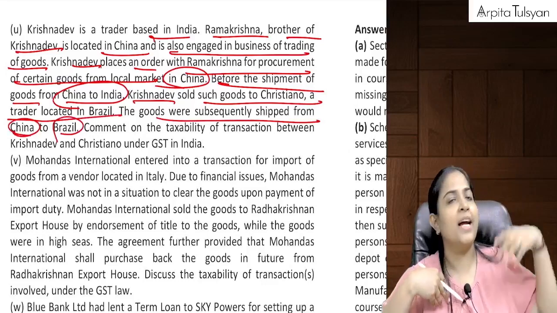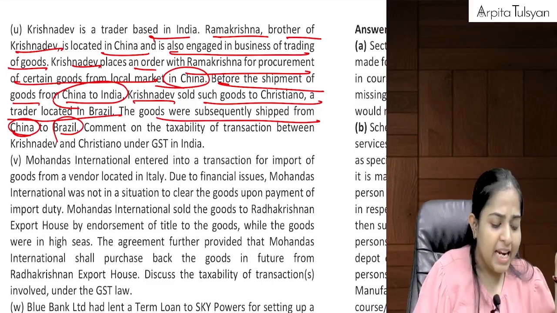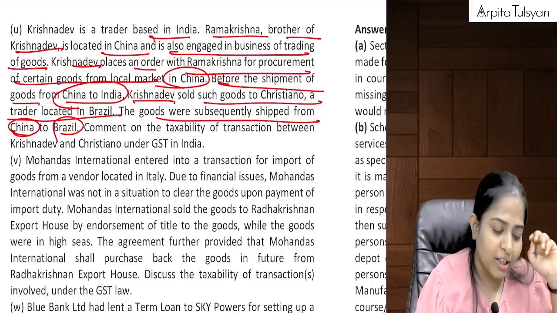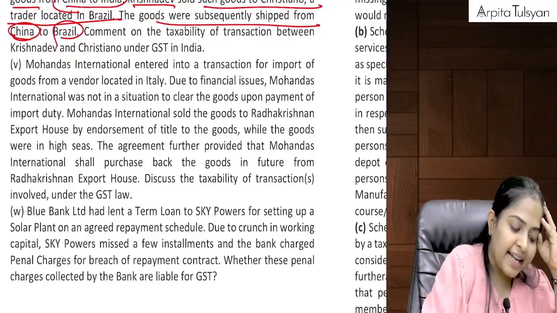Okay, we are in India, goods are shipped from China to Brazil. Can we say this is out and out supply? If it is out and out supply, then that is not a supply as per Schedule 3. Then after that, next one.